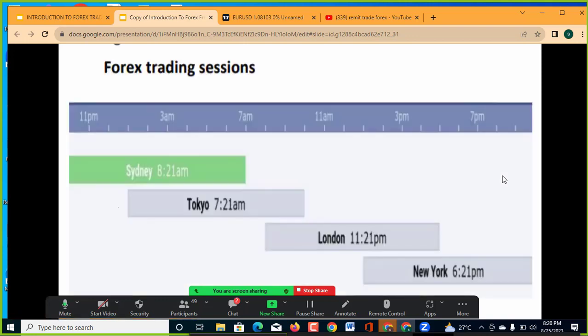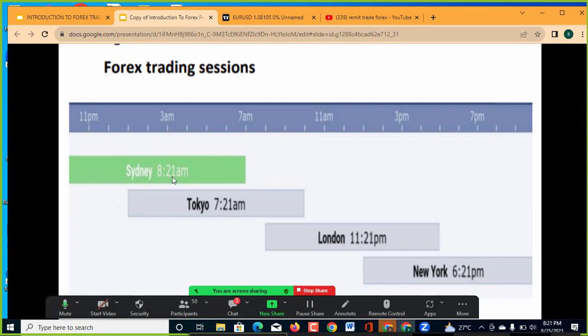And these are the trading sessions, the Forex trading sessions. The Forex trading session is divided into four, but categorically it is divided into three, because I will tell you the reason why. But look at it here. This is a map of how the Forex market runs, and they overlap each other. When one session is on, the other session begins.